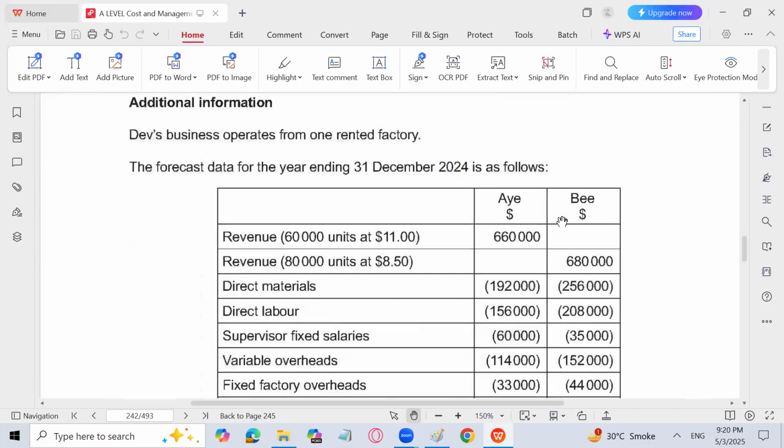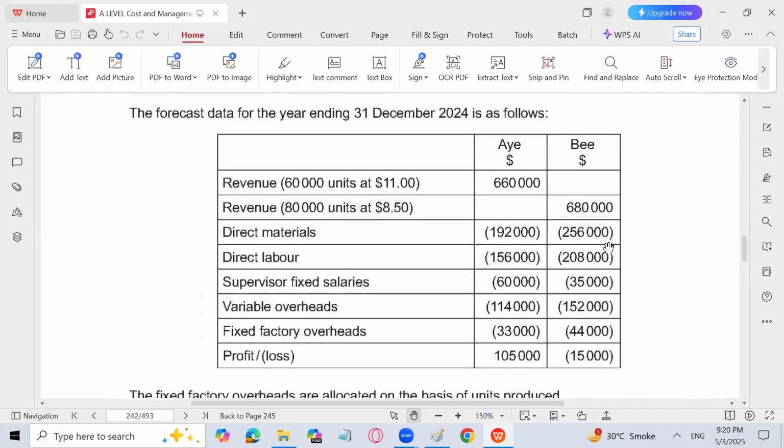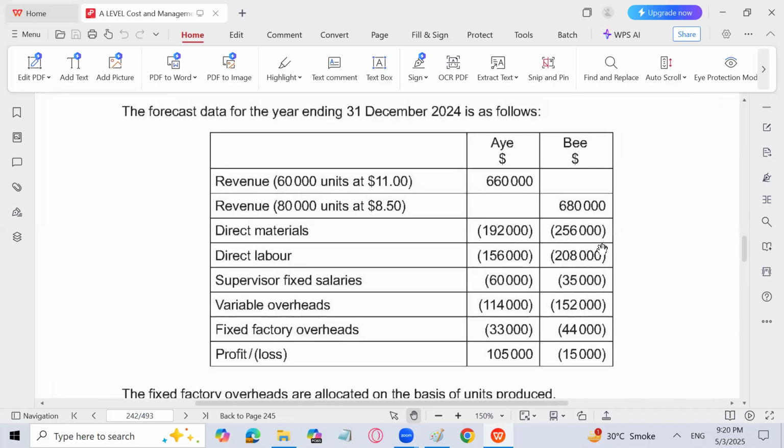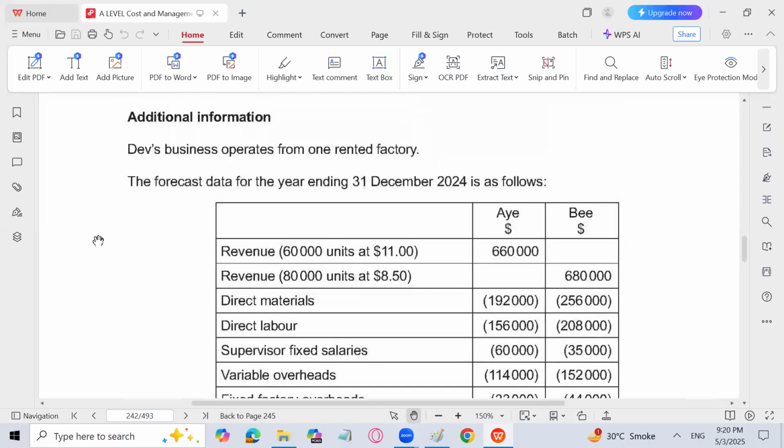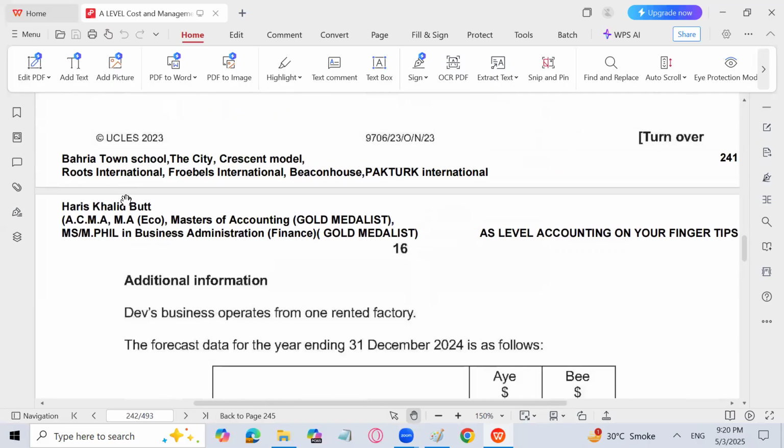Let's start the question. The business operates from one rented factory. The forecast data for the year ended 31st December 2024 is as follows. Revenue: 60,000 units at $11, 660,000. Revenue: 80,000 units at 8.5, 680,000. Direct material, direct labor, supervisor fixed salaries, variable overheads, fixed factory overhead, and profit are given. So there are two products, I and B.